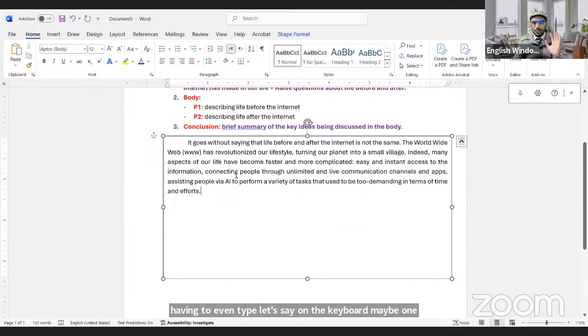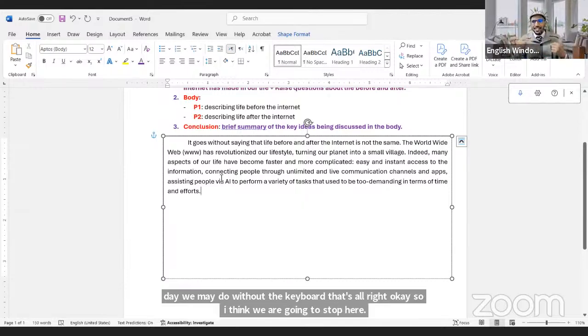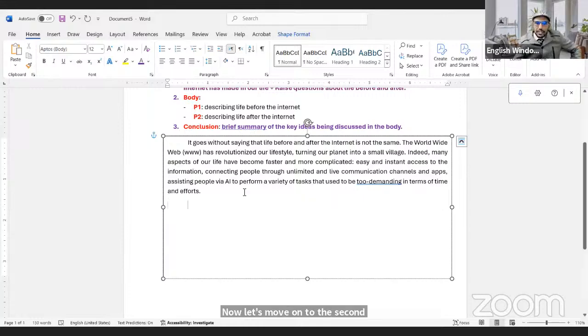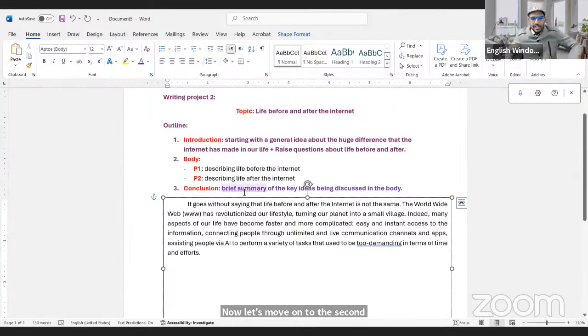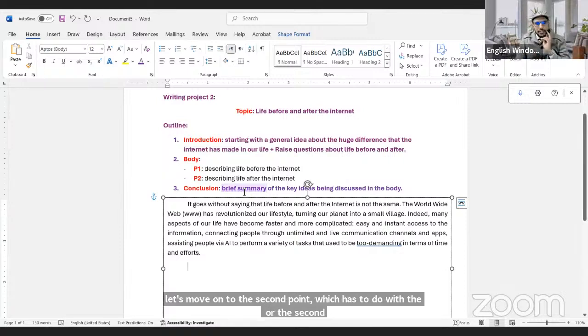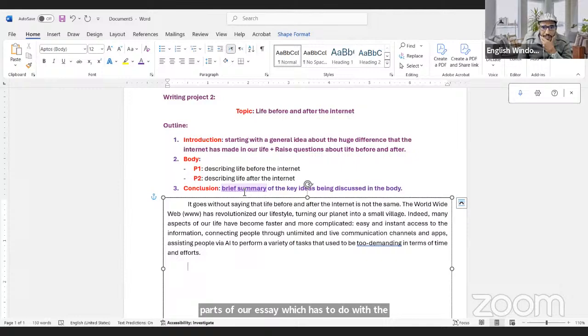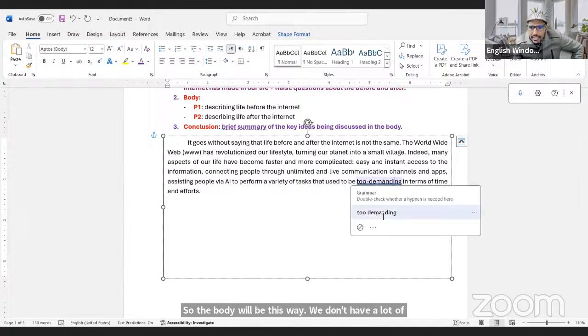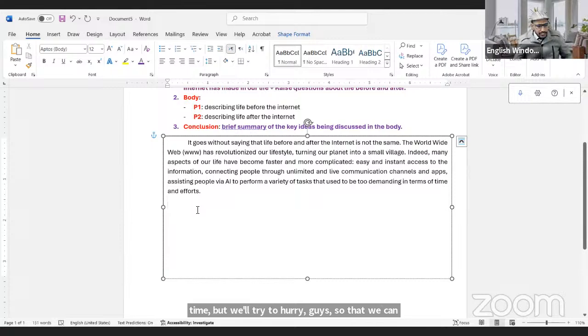Okay, so I think we are going to stop here. Four, five lines for the introduction. That's nice. We have addressed the problematic question that life before and after is not the same. Now let's move on to the second part of our essay, which has to do with the body. So the body will be this way. We don't have a lot of time, but we'll try to hurry so that we can cover as many points as possible.